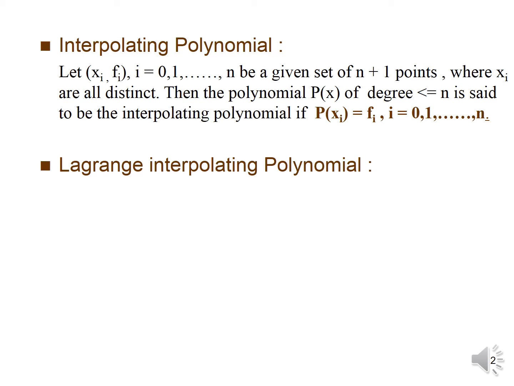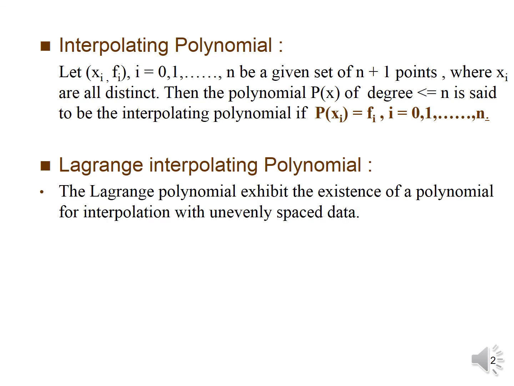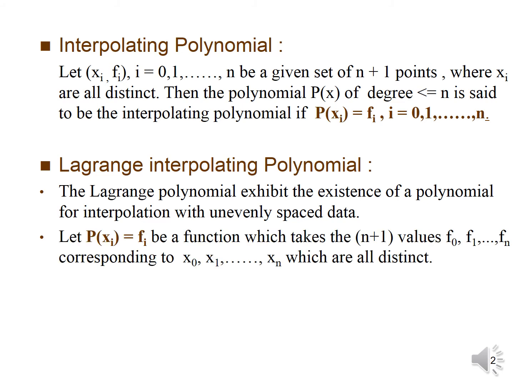Lagrange interpolating polynomial. The Lagrange interpolating polynomial exhibits the existence of a polynomial for interpolation with unevenly spaced data. So we can have two types of data. Evenly spaced means the difference between two consecutive values of x is the same, and unevenly spaced data is when the difference between two consecutive values of x is different. We also apply Newton's divided difference interpolating polynomial, but here we are talking about the Lagrange interpolating polynomial only.